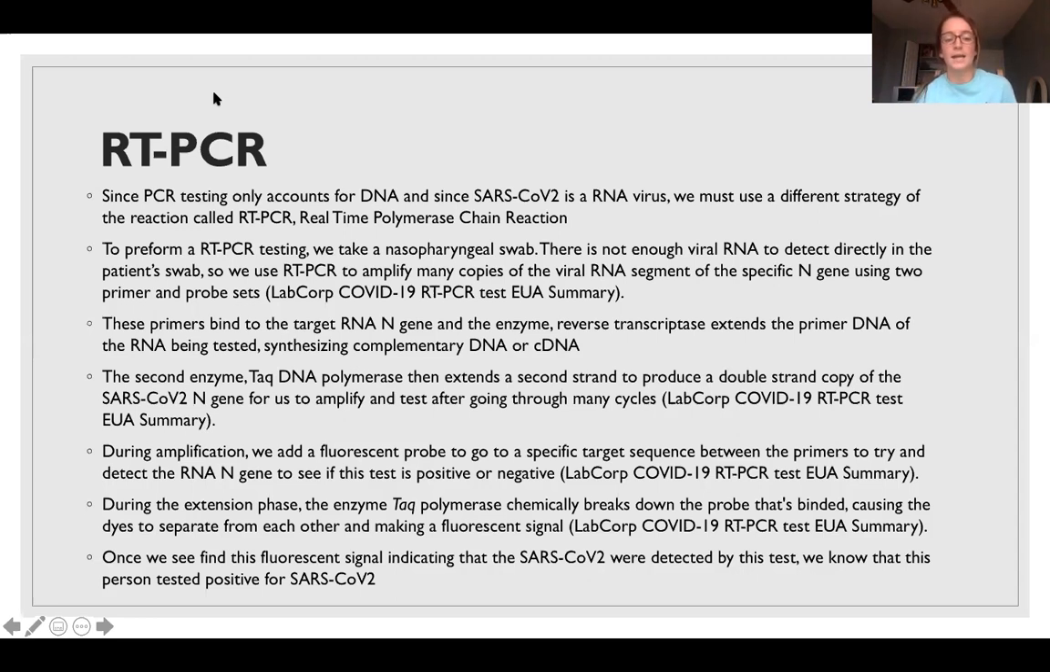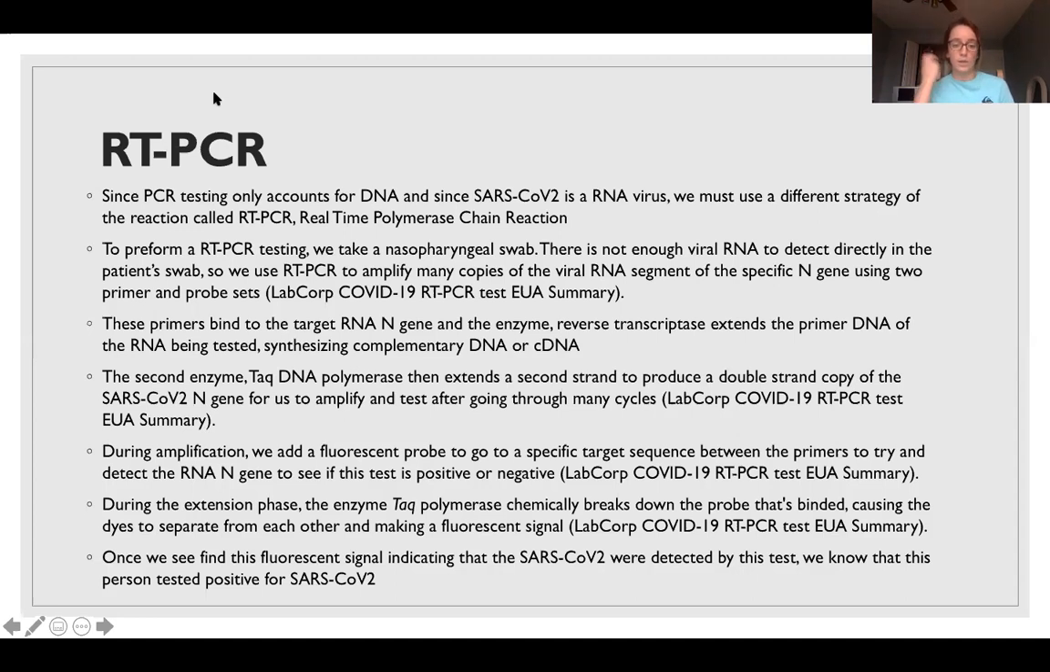So that Taq DNA polymerase enzyme comes in again and extends that second strand to produce a double-strand copy of the SARS-CoV gene for us to amplify and test after going through many cycles. So we want to amplify that gene to see if something binds to it, to be able to see if this person contained SARS-CoV RNA.